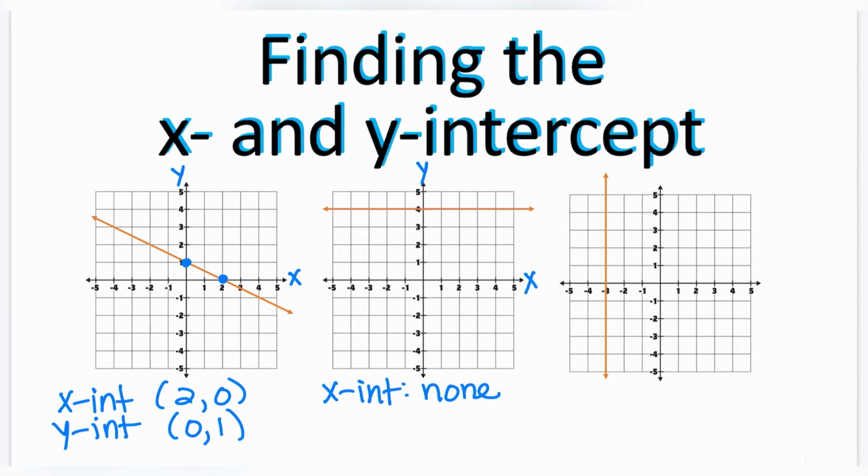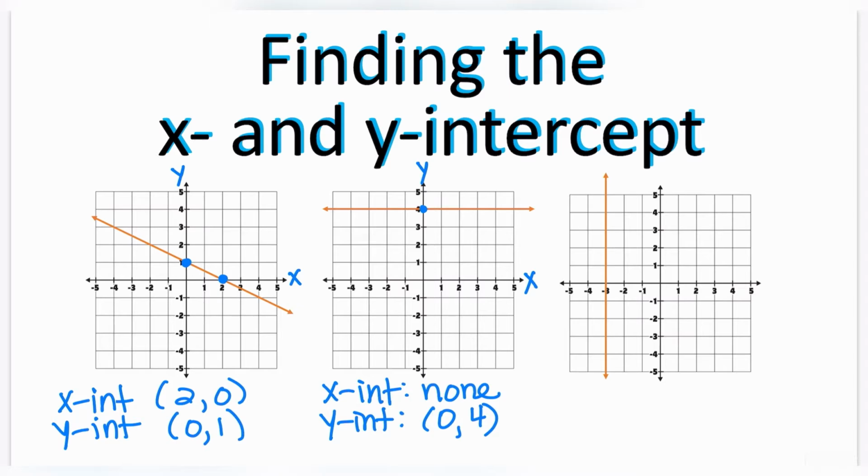Let's talk about the y-intercept. Where does the line cross the y-axis? At the point 0, 4. So the y-intercept is the point 0, 4, but that horizontal line does not have an x-intercept at all.